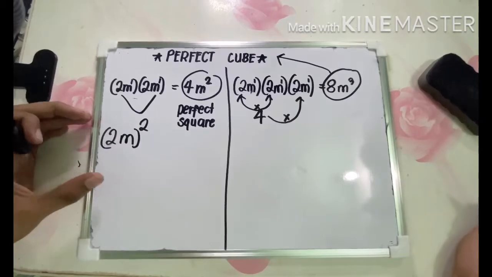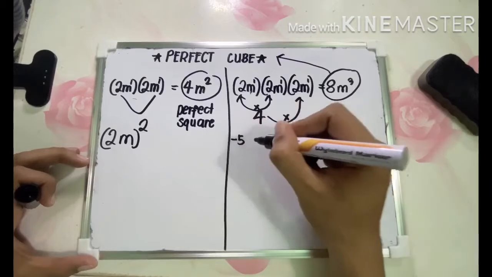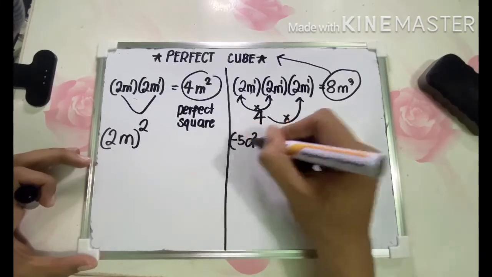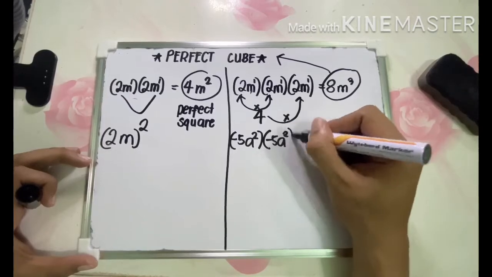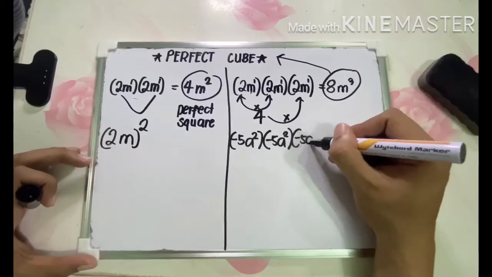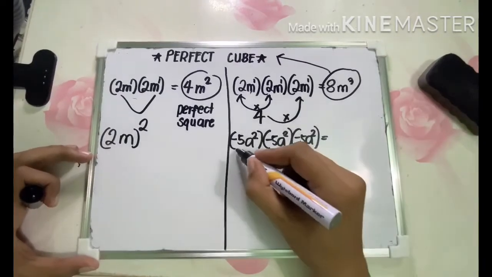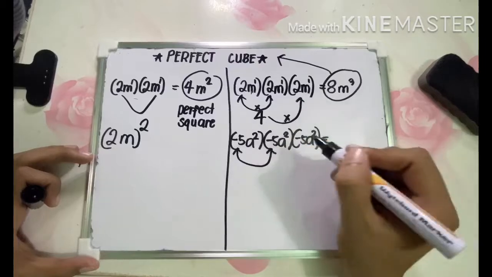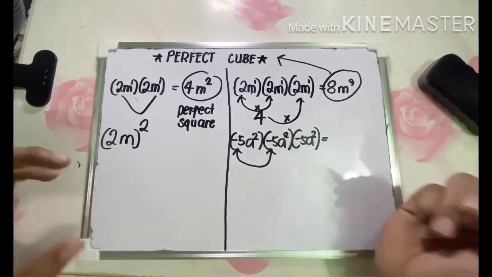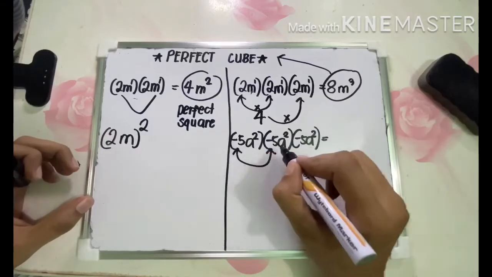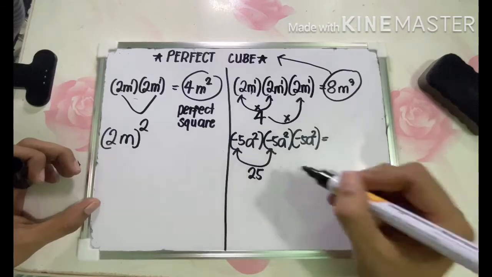Okay, let's have another example. We have here negative 5a squared times negative 5a squared times negative 5a squared. So multiply. Negative 5 times negative 5. Okay, sorry. Negative 5 times negative 5. So that is positive 25, right?